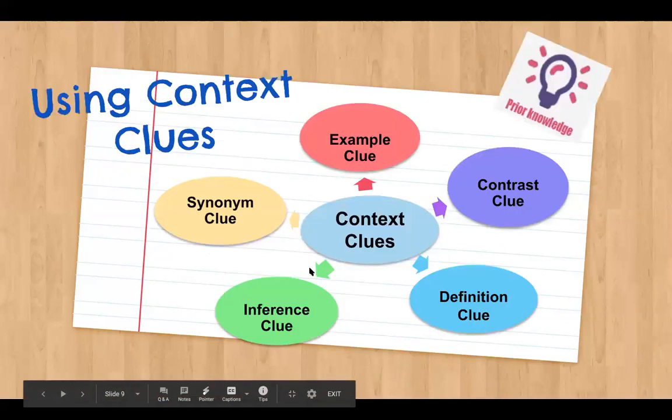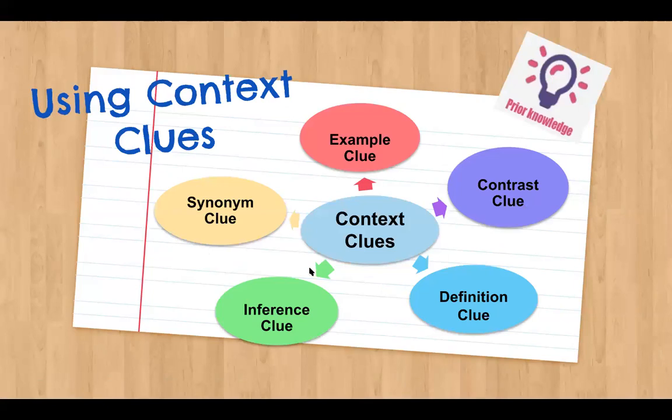Let's move on to the next method of guessing the meaning of new words, which is using context clues. There are different types of context clues. We have synonym clues, example clues, contrast clues, definition clues, and inference clues. Let us take a look at each one of them together.